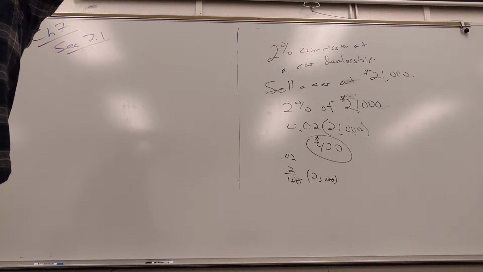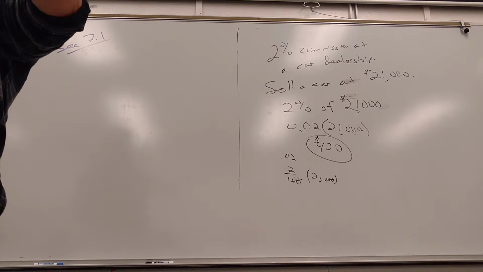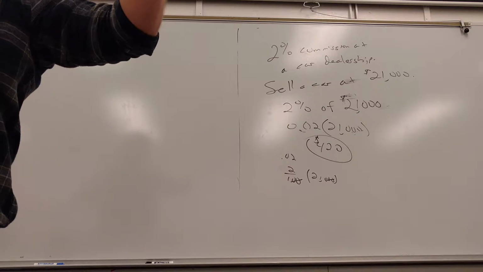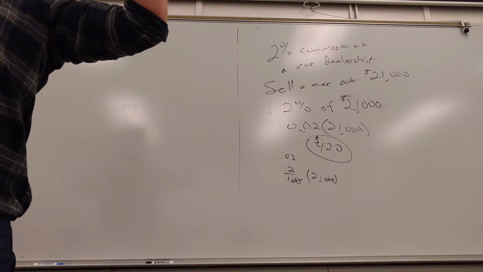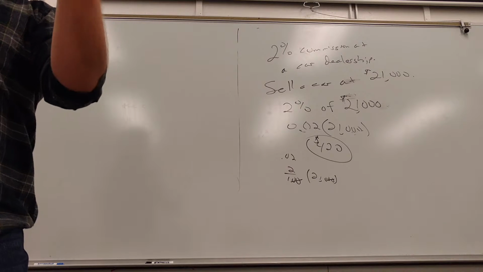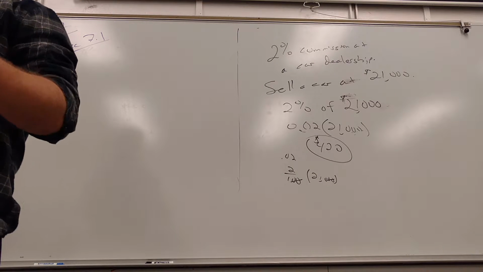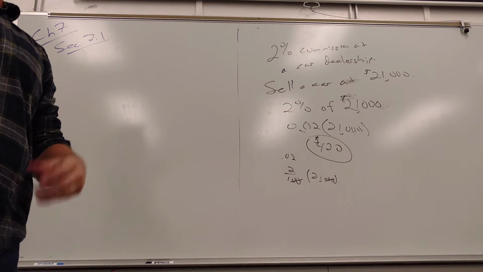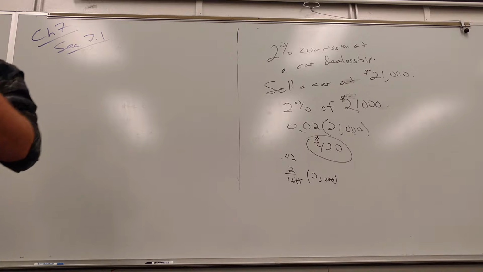The reason I like doing 7.1 by itself is because chapter 7 is all about probability. And at the heart of it, probability is all about counting. So 2, 4, 6, 8, 10, 12, 14, 16, 18, 20, 22, 24. There's 24 people in here.